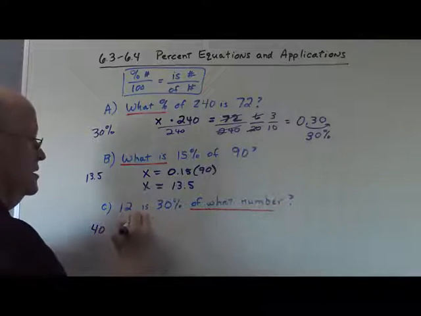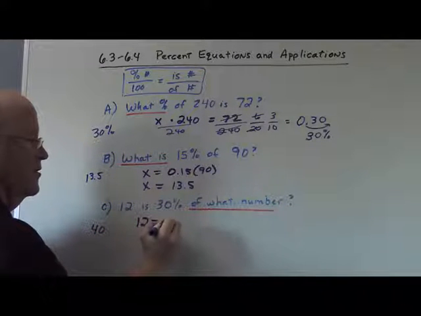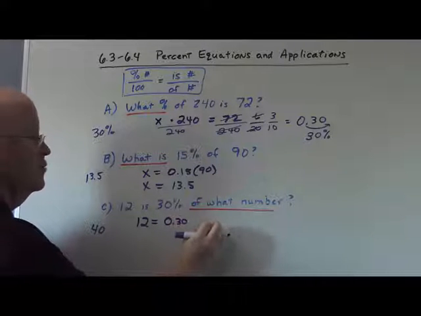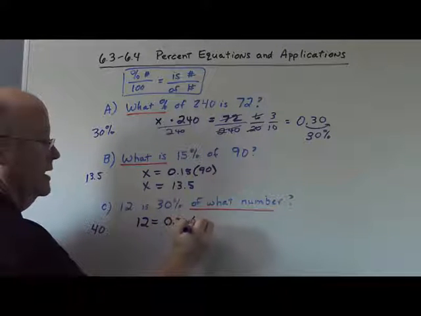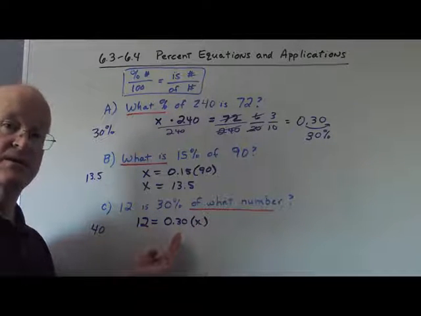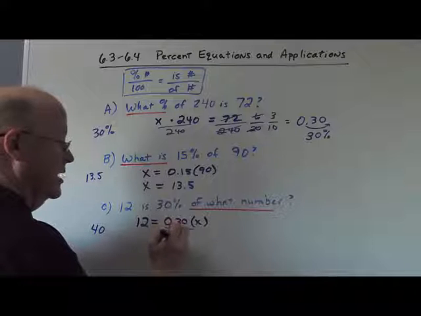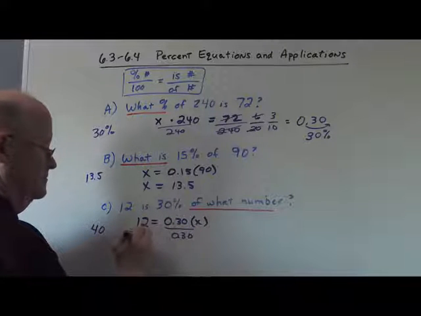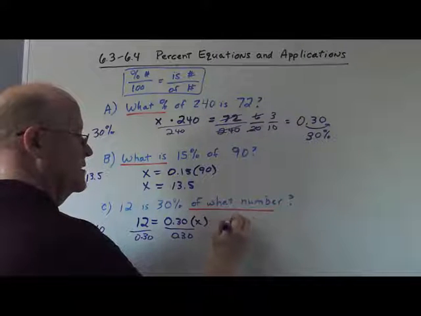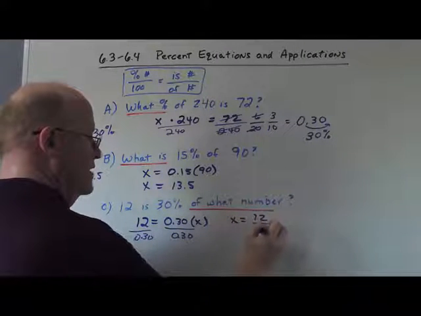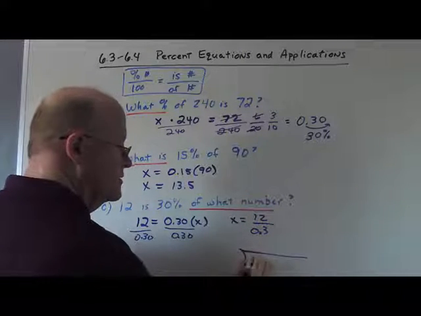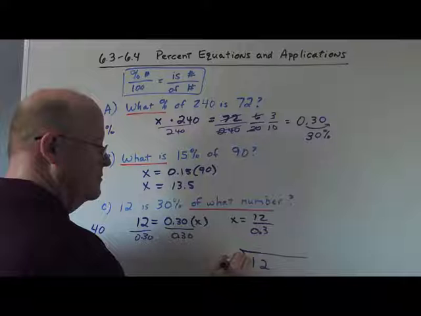Down on this next one, 12 is 30%. I'm going to write that as 0.30. Of what? That means multiplied by x. If I want x by itself and it's multiplied by 0.30, I'm going to have to divide each side by that 0.30. Now what I've got is, I'm going to move the x to the left-hand side, 12 divided by 0.3.